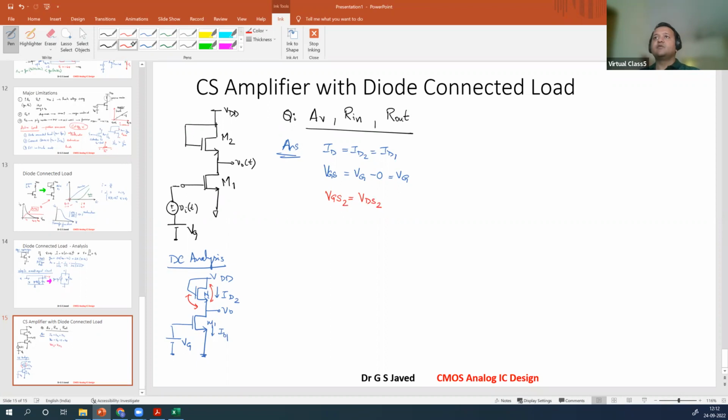Finally, last one. So now we have found out VGS1. VGS1 is VGG. VGS1, VGS2, VDS2 is found. We need VDS1. What is VDS1? Yes, VDS1 is VDD minus VDS2. So VDS1 is equal to VDD minus VDS2. So this is basically applying KVL in these places. Now this is the basis with which you will start solving the problem.